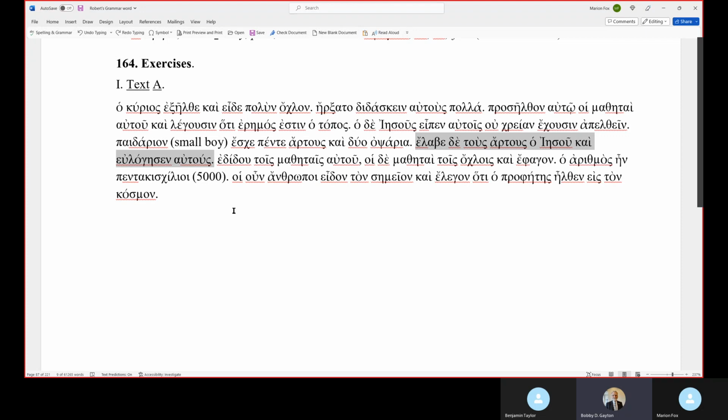Ededu tois mathetes auto hoi de mathete tois oklois kai ephagon. He gave to his disciples, and the disciples to the crowd, and they ate. That's just the way I put it. Let's see. Gave to the disciples. He gave to his disciples. Okay, you're reading the next one.